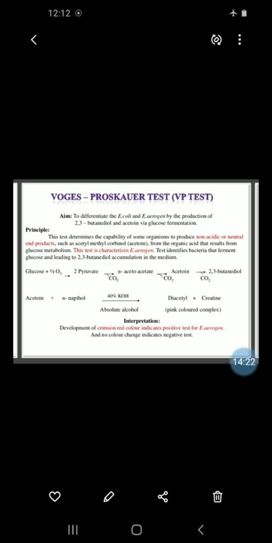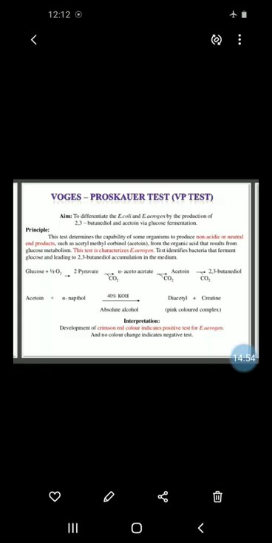So what is the observation or interpretation? If there is development of crimson red color, it indicates a positive test for E. aerogenes, and if there is no color change, it is a negative test. If there is formation of crimson red color, then this test is positive for E. aerogenes.